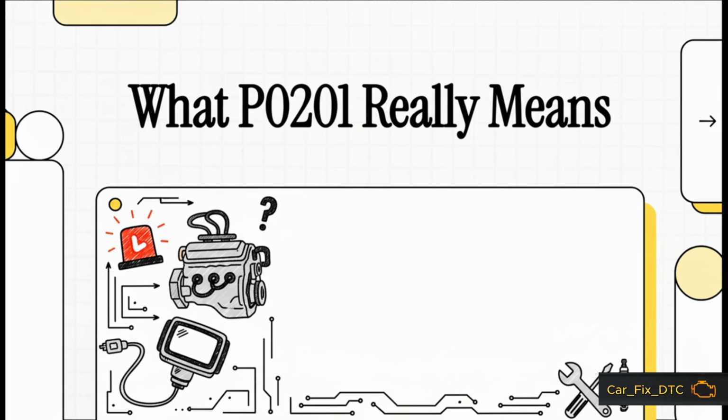You know the feeling. You're driving along and then boom, there it is. That check engine light glowing on your dashboard, just staring at you. But what if you could turn that moment of dread into a moment of, okay, I know what this is. Today, we're going to do just that. We're demystifying one very specific, very common code, P0201.